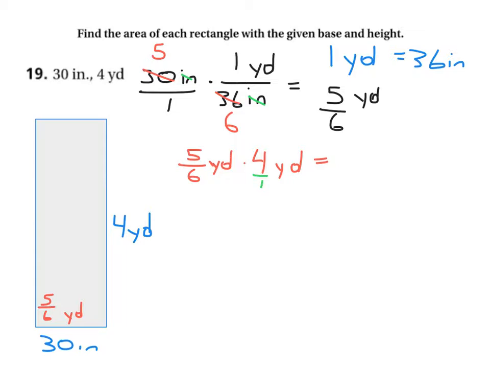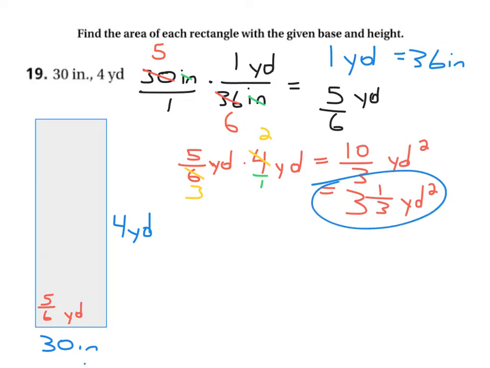Right? So we're allowed to cancel fractions top and bottom. This and this can both be divided by 2. So you get here a 2, here you get a 3. And then when we multiply across, we get 10 over 3. And notice what we have here. Yards times yards is yards squared. That's the units, but maybe we want to convert it into a mixed number. How many times does 3 go into 10? 3 times. 3 times 3 is 9, so there's 1 left over to get to 10. 3 1/3 square yards. That's one way we could write our answer in terms of the area of this.